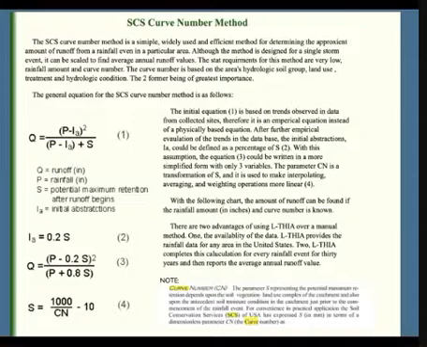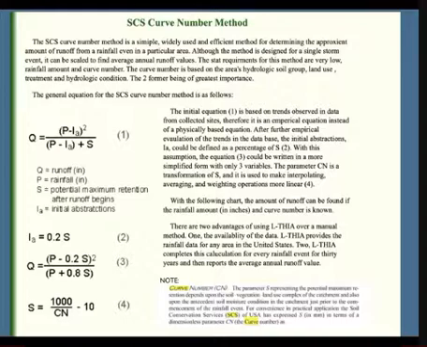SCS curve number method. The SCS curve number method is a simple, widely used and efficient method for determining the approximate amount of runoff from a rainfall event in a particular area. Although the method is designed for a single storm event, it can be used to find average annual runoff values. The data requirements for this method are very low: rainfall amount and curve number. The curve number is based on the area's hydrologic soil group, land use, treatment, and hydrologic condition, the two former being of greatest importance.